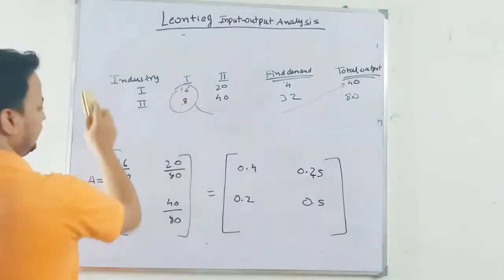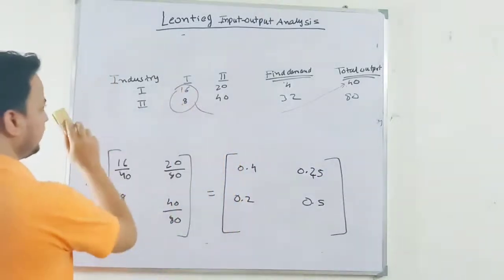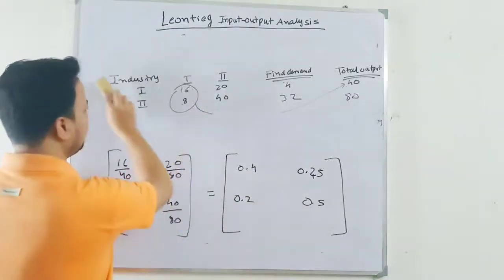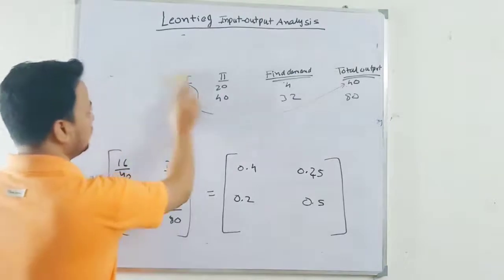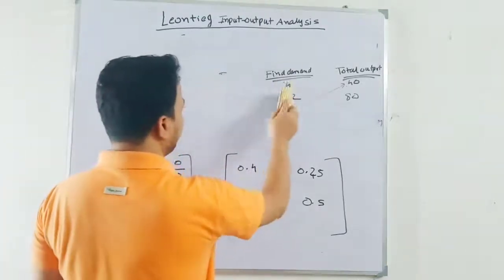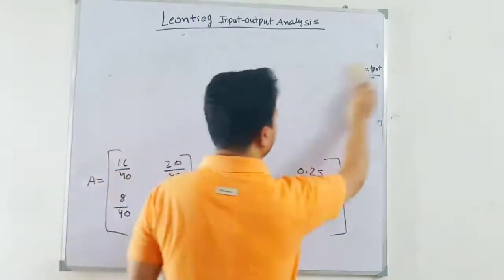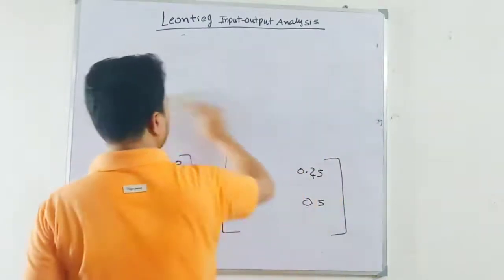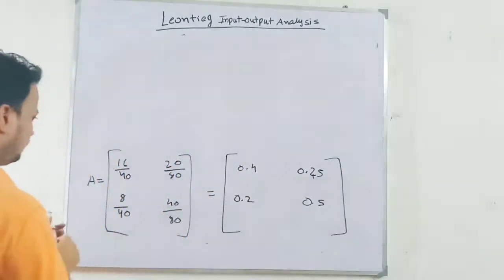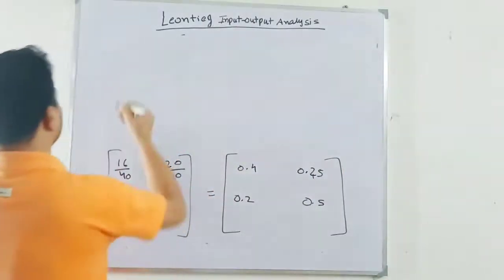Okay. I have constructed my technology matrix. Later on, I have to use only this thing. This thing will not be required because when there is a change in final demand, I will just replace this with the new demand, 18 and 44. Okay. So, what is Hawkins?